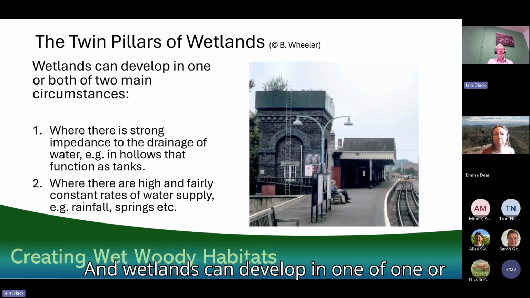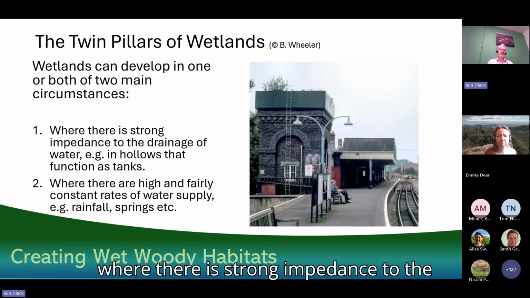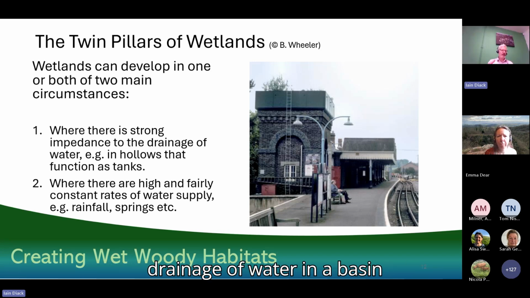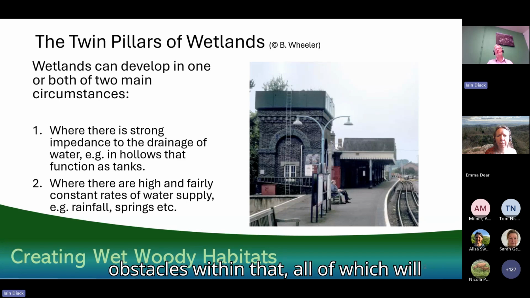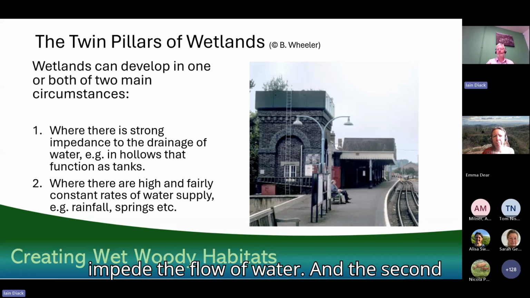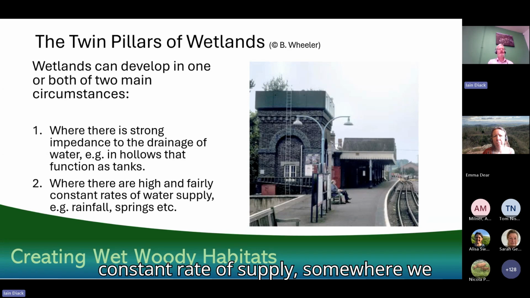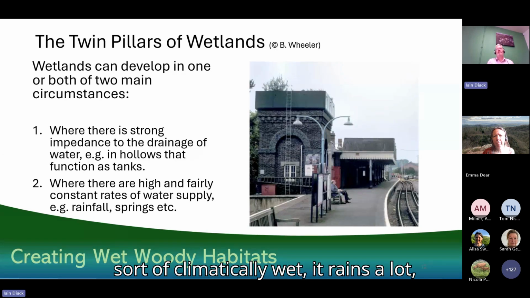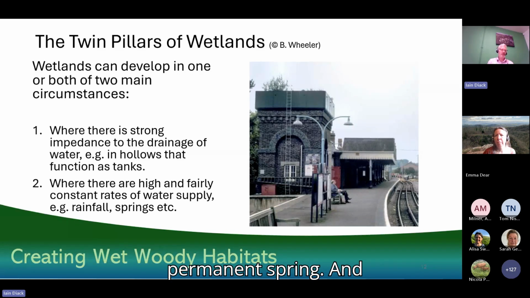And wetlands can develop in one or both of two main circumstances: where there is strong impedance to the drainage of water, i.e. in a basin, or in a flat place that's got very little fall and may have obstacles within that, all of which will impede the flow of water. And the second point is where there's a high and fairly constant rate of supply, somewhere that's climatically wet, it rains a lot, or it's immediately below a permanent spring.